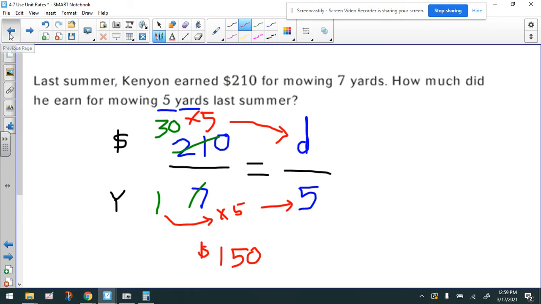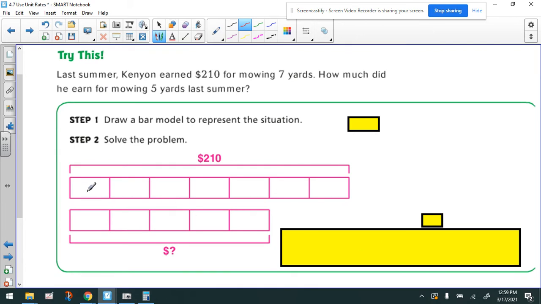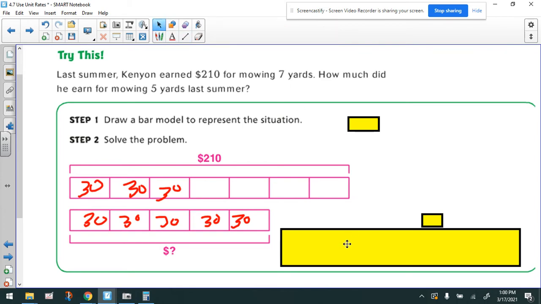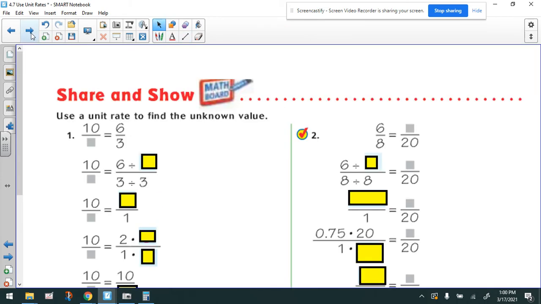All right, now again, if we go back and look at the same idea using a tape diagram, then we would draw out our 7 yards, and we would still come up with the idea that each one of these is 30, 30, 30. We could write the 30 all the way across. Then we would do the same thing for 5 yards, 30, 30, 30, 30, 30, or 30 times 5 would also give us the same answer of $150, right? All right, so let's move on and look at some other examples.